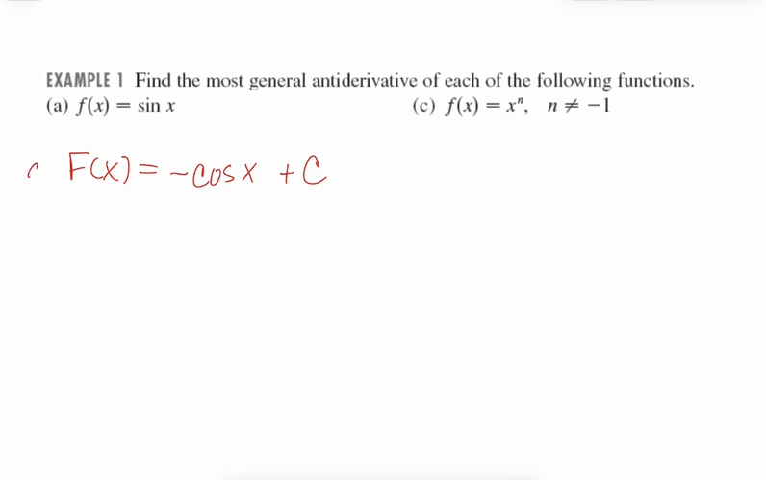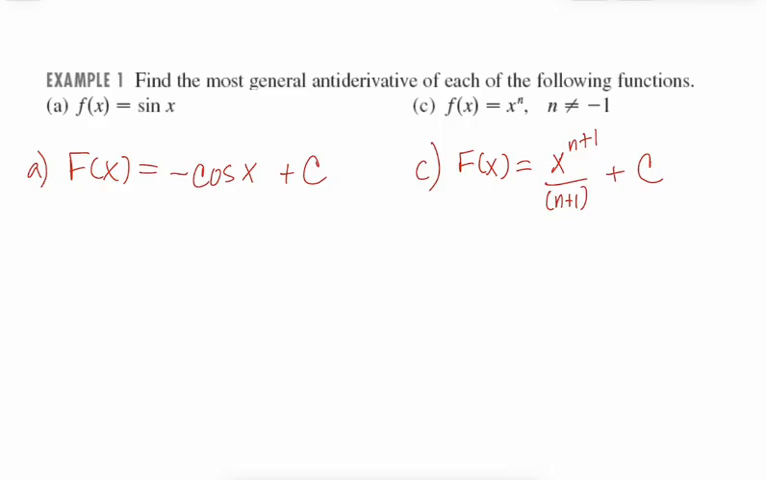Now, here's an interesting one. For part C here, I skipped a B, don't worry about it. I think it might have had to do with e's and natural logs at the time, but anyway. For this one, if we have something with a power, for a derivative, we drop the power down in front and we subtract 1 from the power. Here we would have to add to the power and divide by that new power.